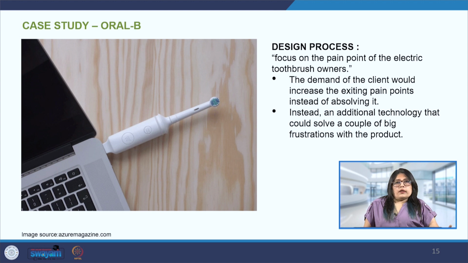The other thing that they observed was the changing of the brush head. So that happens with even the manual toothbrush that we use, that when we go to brush our teeth, we see that the brush has sort of worn out, and we keep a mental note that okay, I will buy a new one, but then because of the daily schedule we forget about it. So, and this cycle repeats.